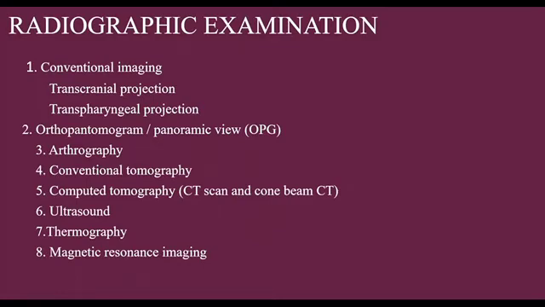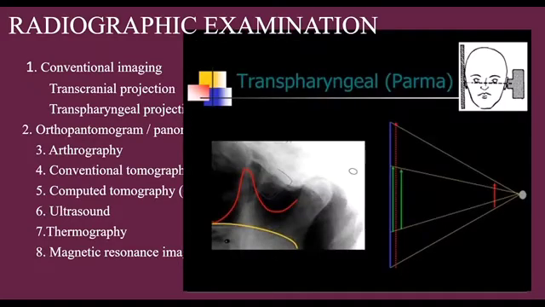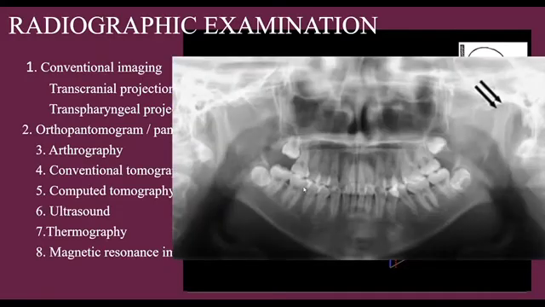Radiographic examinations of the TMJ. There is conventional imaging, that is the transcranial projection, which depicts the lateral aspect of the glenoid fossa, articular eminence, and joint space. Here the rays are 25 degrees parallel to the plane. Transpharyngeal view: here the central ray is directed 5 to 10 degrees. This is the condyle, the head of the condyle, and this here is the articular eminence.